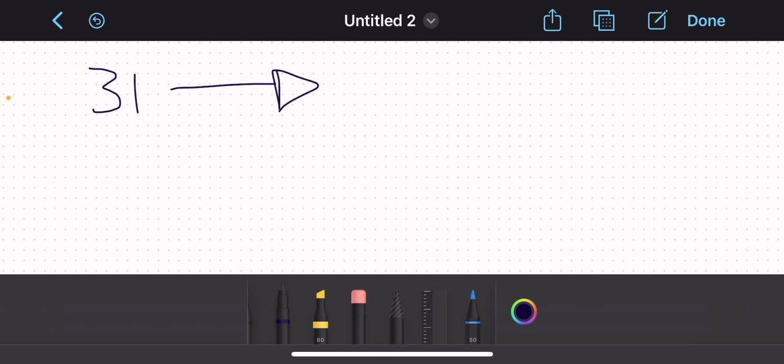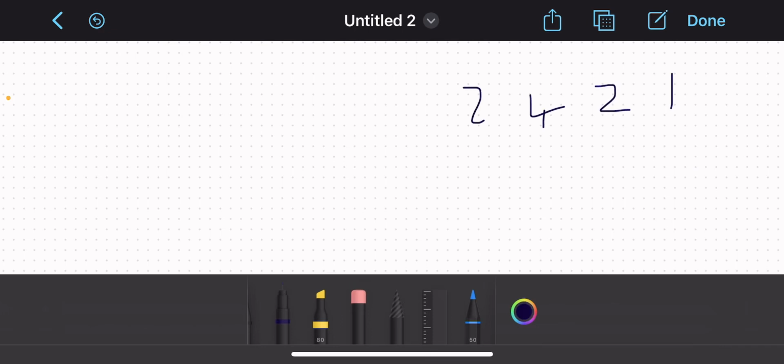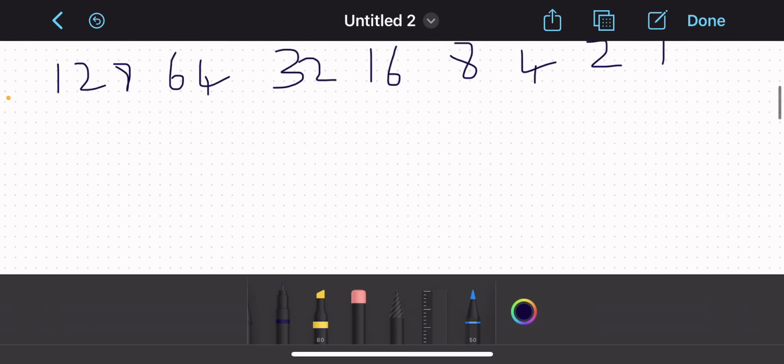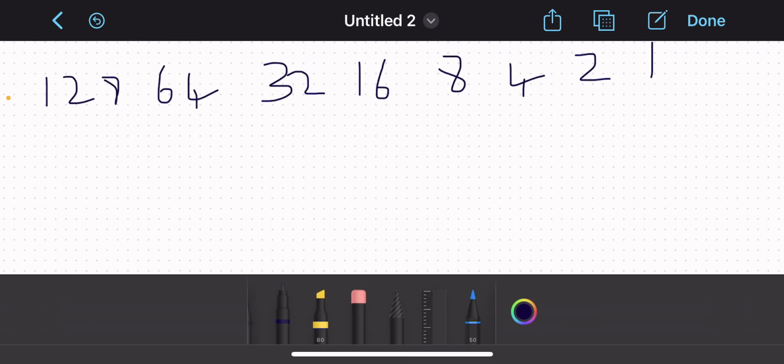Remember, from our powers of 2, it's important for us to write that down first. We're gonna have 1, 2, 4, 8, 16, 32, 64, 128. Sometimes it's not necessary. You check the number you're converting. In this case, because we are converting 31, there was no need for me to write these numbers, but it's also okay.